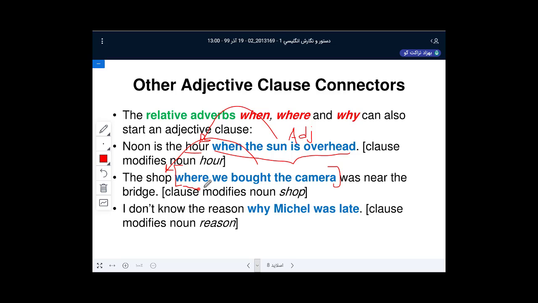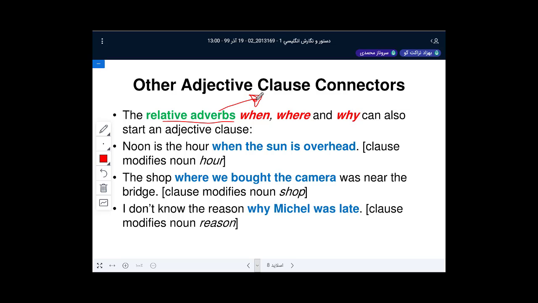And here, where is the connector. We have the subject, we have the verb, and the whole clause tells something about the shop. Which shop? What kind of shop? Okay, let's say this way. So that is why we take the relative adverbs, connectors or signals, as adjectival clause connectors.